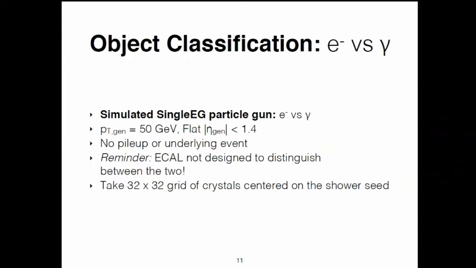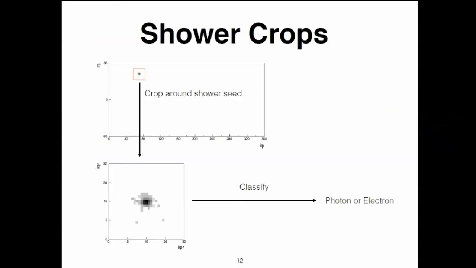Okay? For this, we take a 32 by 32 grid of crystals centered on the shower seed. This is illustrated as such. We start with the image of the barrel, and then we center on the seed and take a 32 by 32 set of crystals, and voila, you get this picture. And we want to classify it as either photon or electron, if possible.